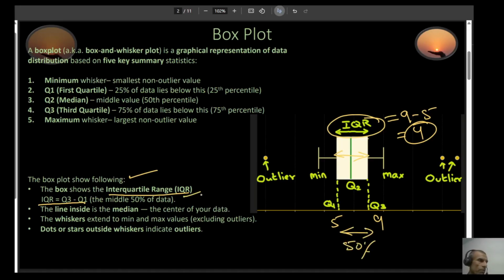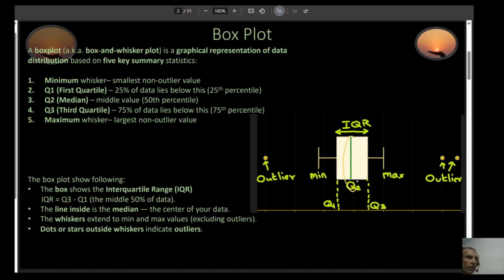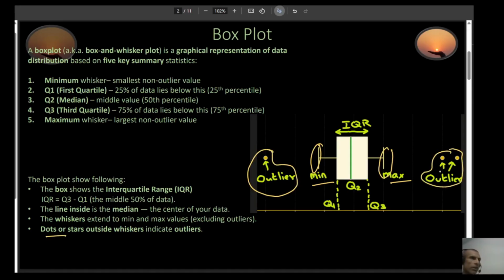That's what it means. Then there is a line inside that is a median, which would be this line right here. Let me remove this. That would be this line right here. This is your median. Then you have whiskers, which would be this right here. These are called whiskers, and they extend to minimum and maximum values. Then you have dots or stars. They indicate your outliers, which would be this point right here. These are called your outlier points.